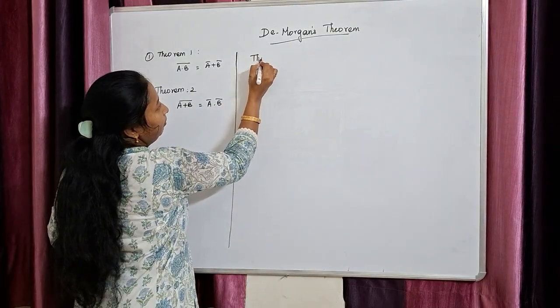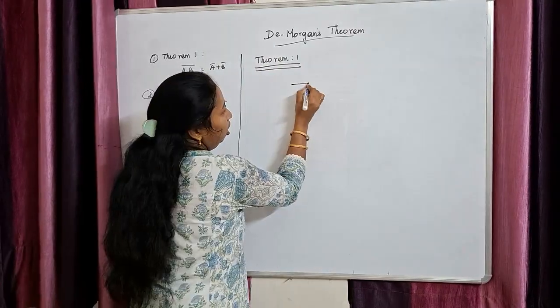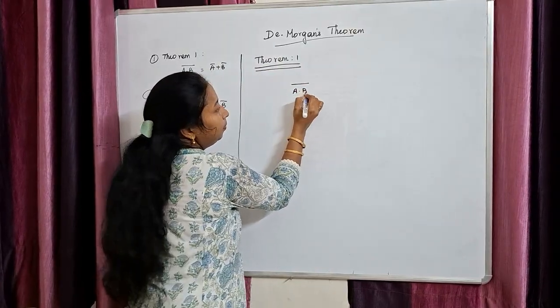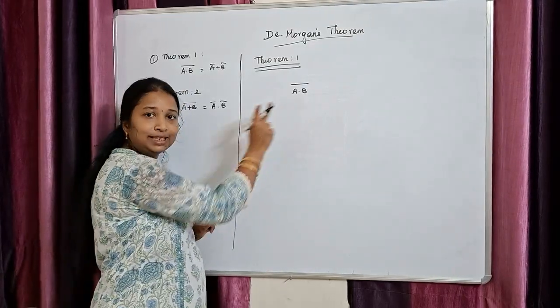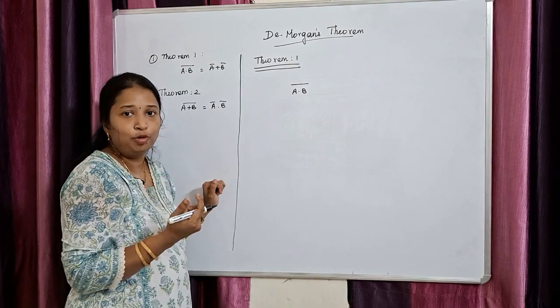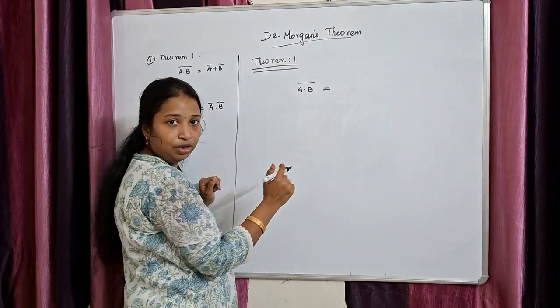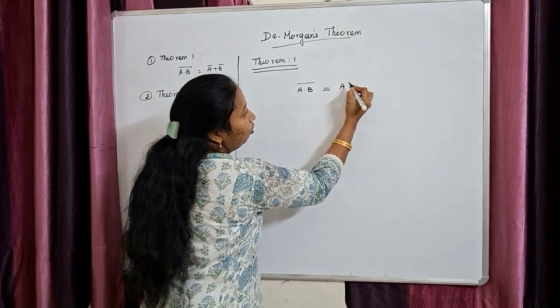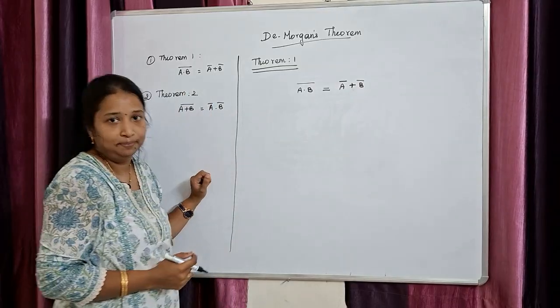Let's take theorem number 1. What does theorem 1 state? The complement of your product term. What does it mean? Say you have got two inputs, A and B. You take the product of both inputs, and the complement of the product will give you the sum of the complement of each and every single term.